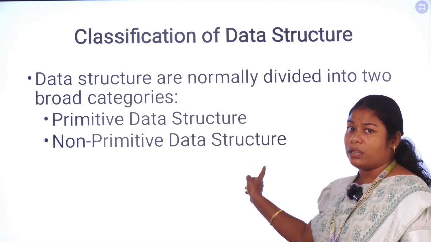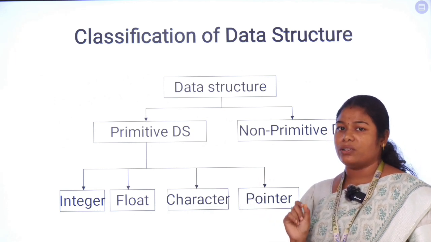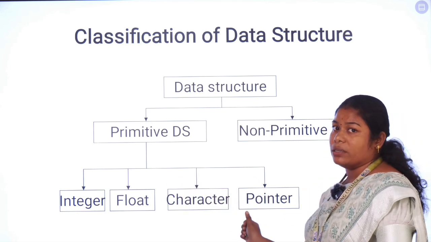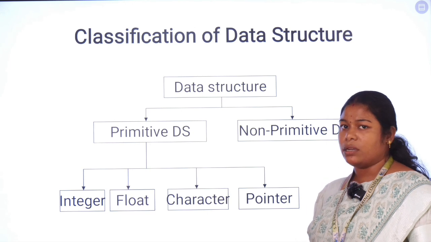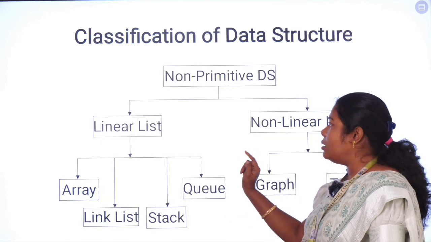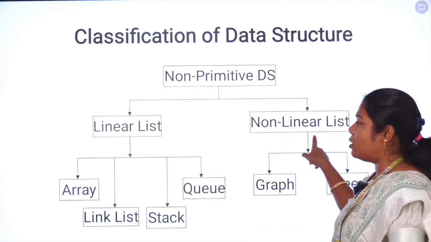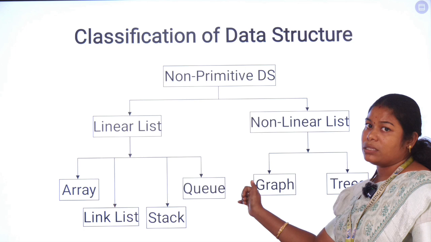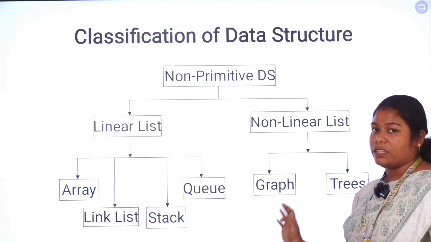We will see what is primitive data structure. Primitive data structures are nothing but the already built-in ones. Primitive data structures are integers, floats, characters and pointers. Then what is a non-primitive data structure? Non-primitive data structures are derived from the primitive data structures. They are widely classified into two: one is linear list, another one is non-linear list. Linear lists are array, linked list, stack and queue, whereas non-linear lists are graphs and trees.